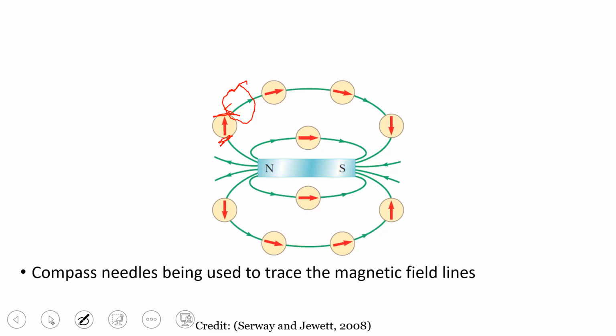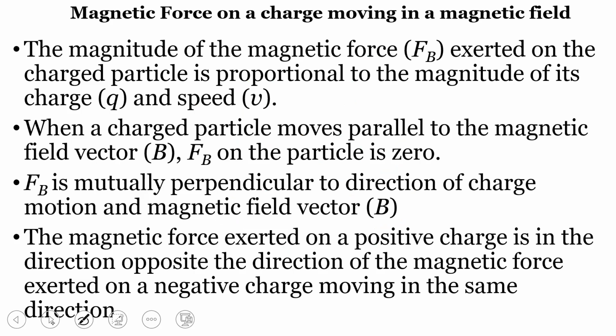So let's move forward. Magnetic force on a charge moving in a magnetic field. The magnitude of the force, let's define it as F sub B. And this magnetic force depends on the charge of that body, and also depends on its velocity, like I've said earlier.